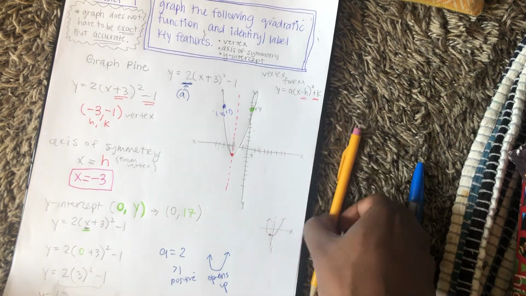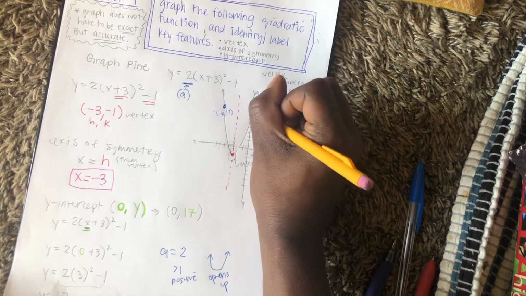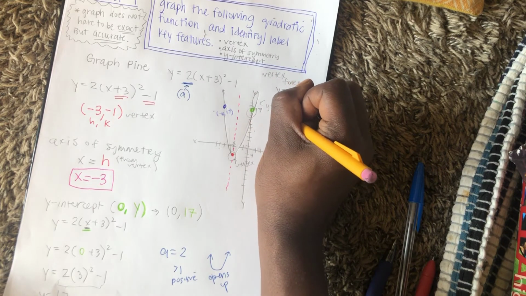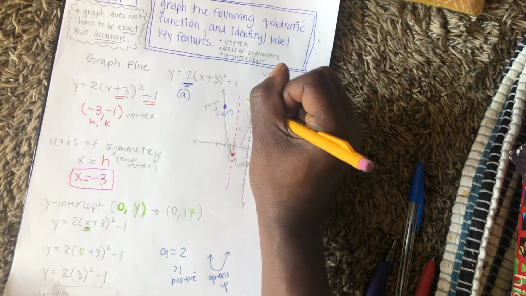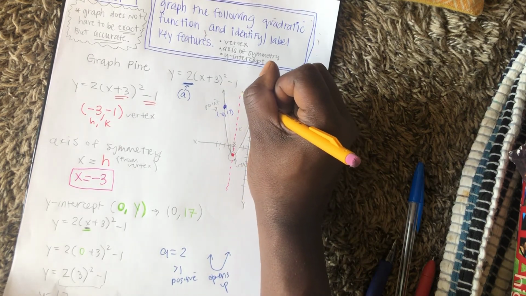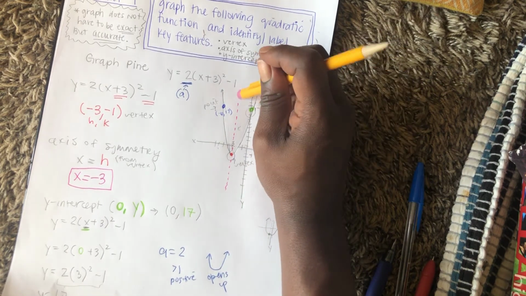So then we can just go back and we're just going to label these points. This is my vertex. This is my y-intercept. That is a point. This is my axis of symmetry, and I'm going to put AOS. Can y'all see that, AOS?